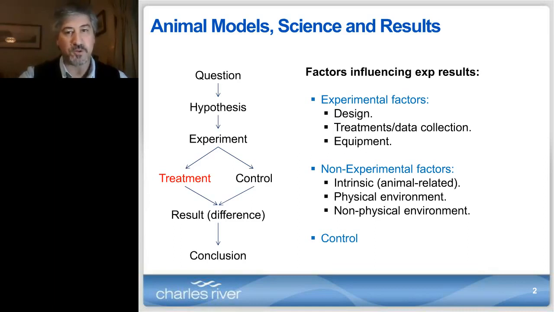But more important for our discussion today are the non-experimental factors, right? And I have divided those non-experimental factors, for our discussion today, into intrinsic or animal-related factors, the physical environment, and the non-physical environment. Let me also say that the control that we choose for the experiment is extremely important. That's not the discussion today, but the control is going to have an impact on that difference because we are comparing the treatment with the control.